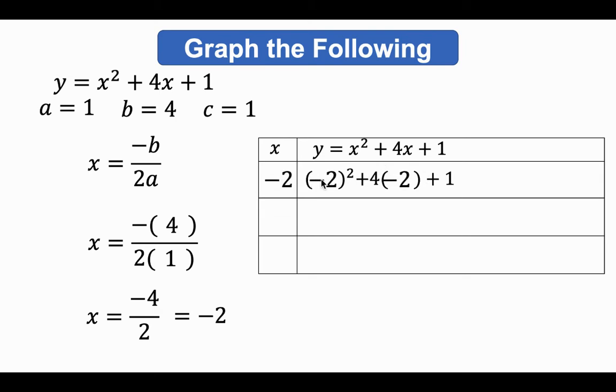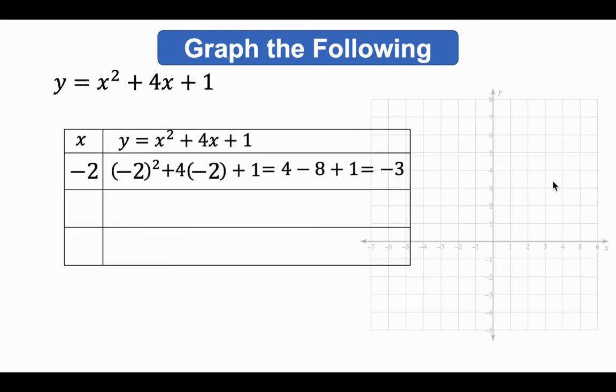I'm going to plug that in. -2 squared means -2 times -2, which is +4. 4 times -2 is -8, plus 1. So 4 minus 8 plus 1. Just do that out, and you get -3.